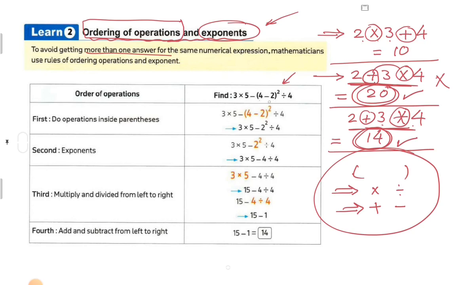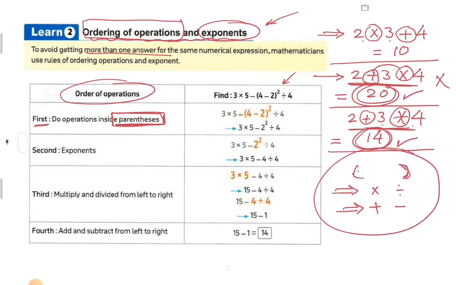Easy to start with what? Start with parentheses. Then multiply or divide from left to right. Then plus or minus from left to right. But now we have some exponent. Note with me the order of operations. First, do the operation inside what? Inside parentheses. Always start with parentheses.